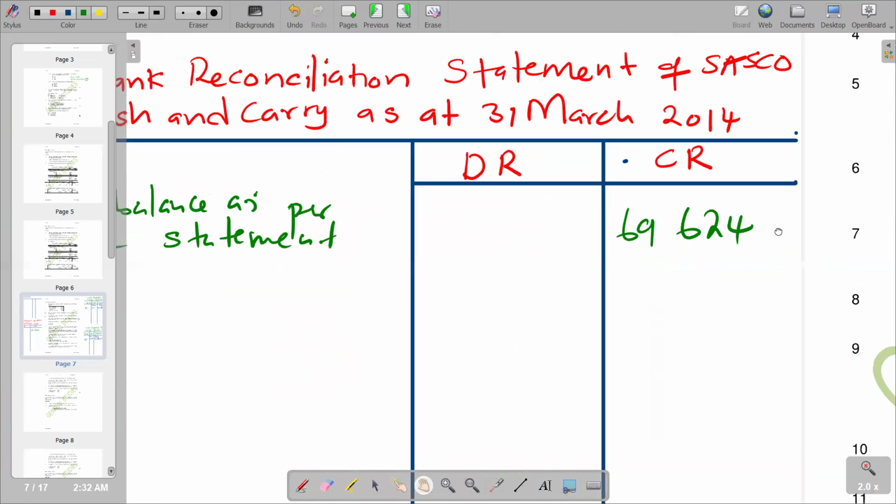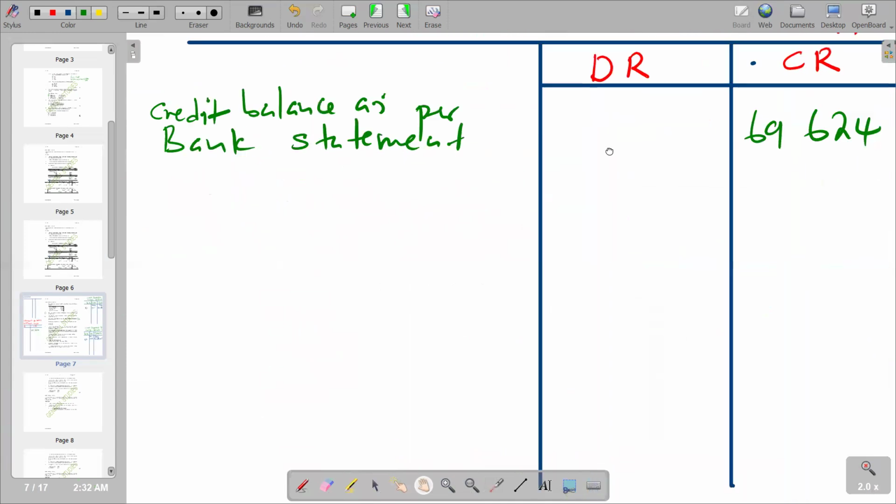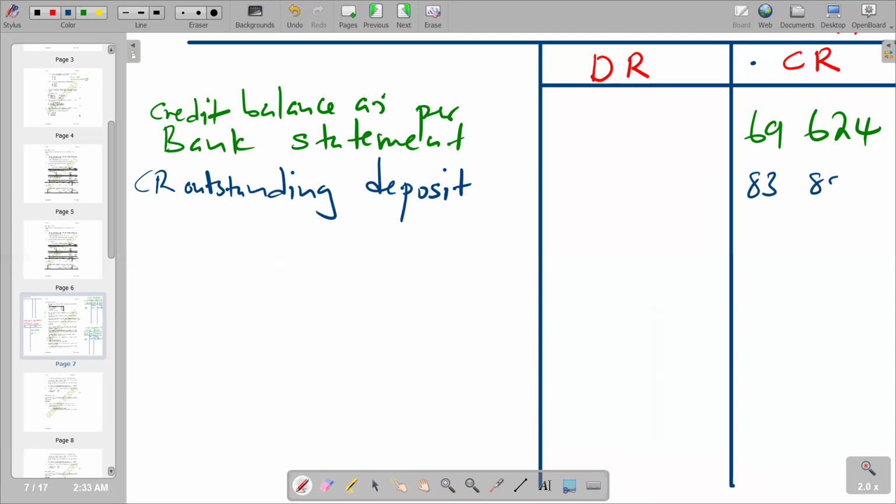If we go to the bank reconciliation, the description that we have for now is credit outstanding deposit, and then the figure. I remember from the information that we are given that it is 83,850, and it should be on the credit side, 83,850. And it means we are done with that one. We go to the next one.